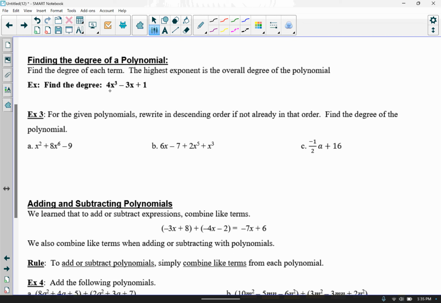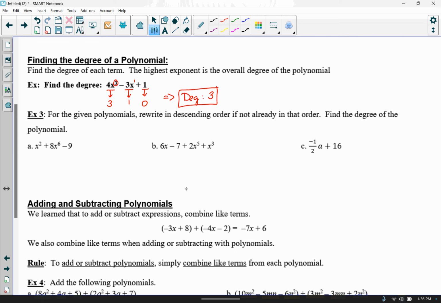So if I look at this first term, remember I've got three terms here. Here's a term, and here's a term. They're all separated by addition and subtraction signs. The degree of that first term, look at the exponent there, is 3. The degree of that second term, imaginary 1 sitting up there, is 1. And then for the last term, the degree of any number is 0. So we pick the highest, and the overall degree of this polynomial is 3.